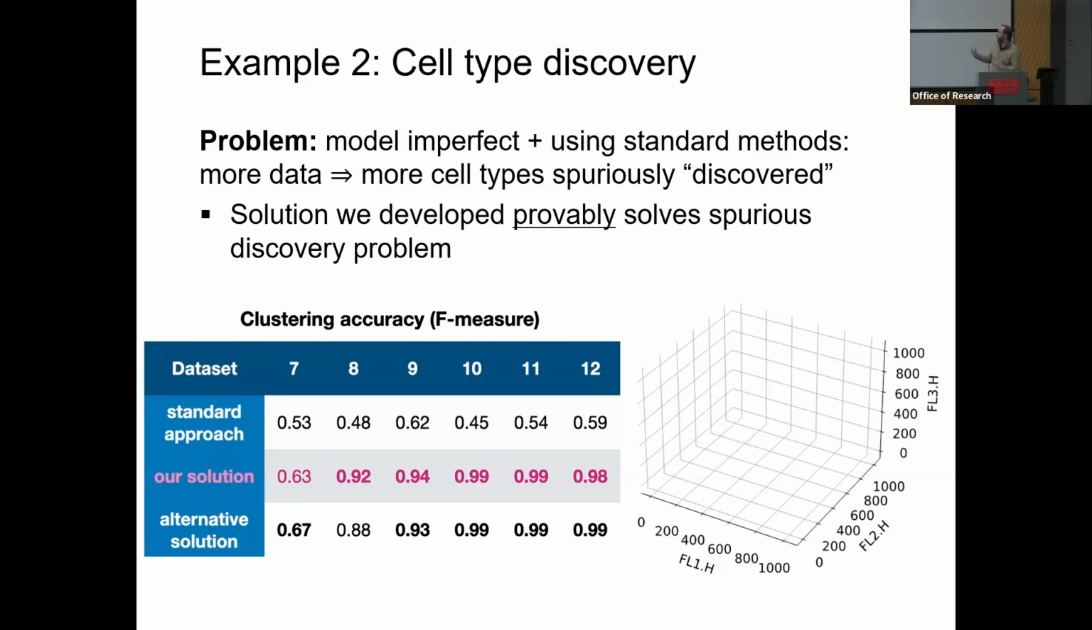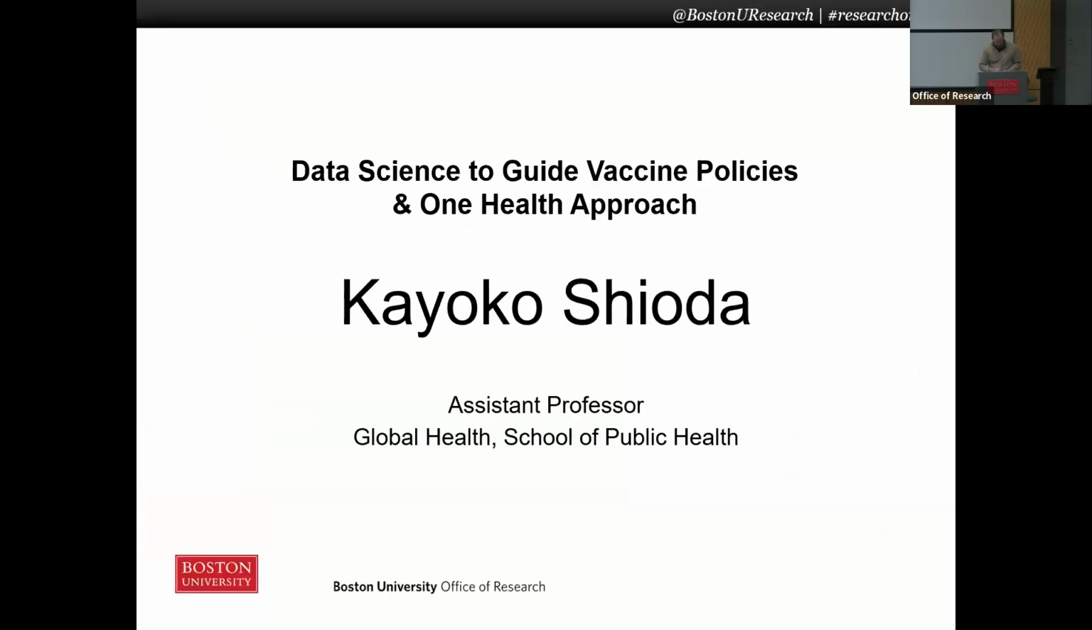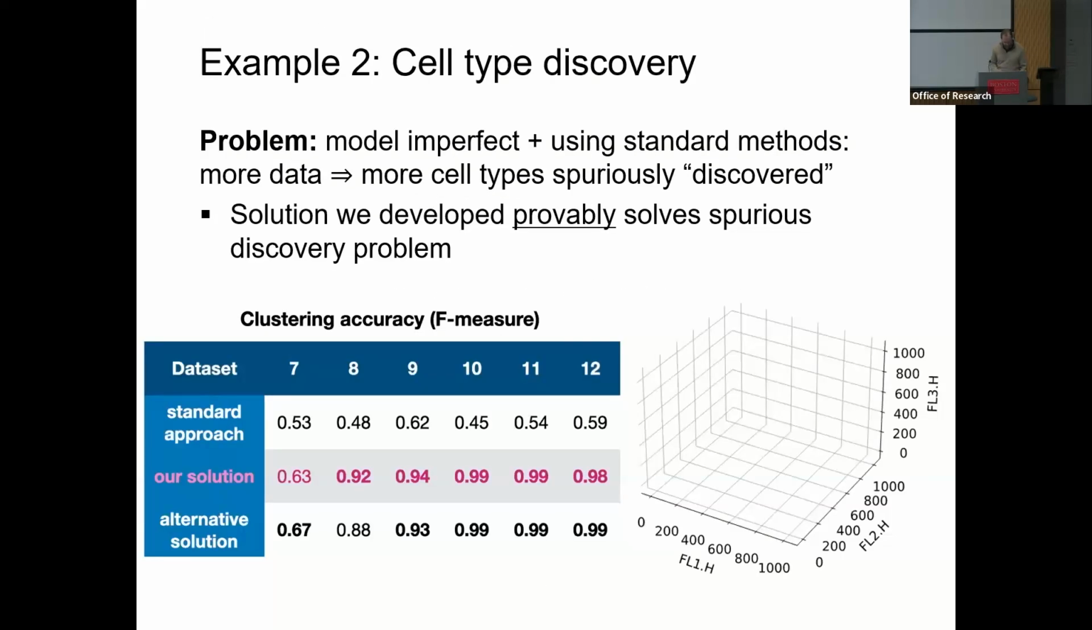So we developed a solution that solves this problem. The middle line there gives our accuracy compared to the standard methods up above, and an alternative below. Our method has provable guarantees, plus it runs about 100 times faster. I think that's my last slide.